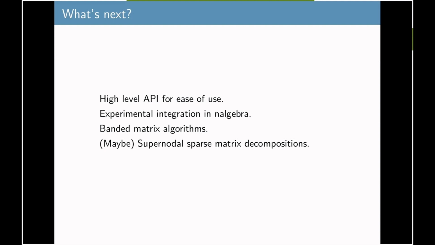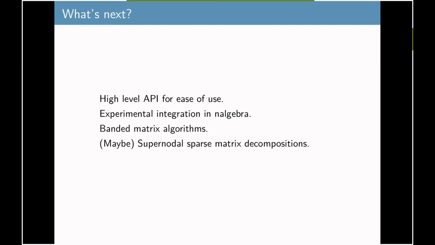And hopefully this can help the ecosystem grow even more and establish us as a very important competitor in the domain of high performance computing.